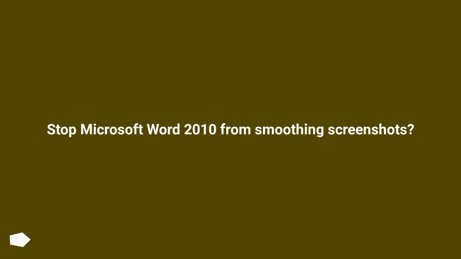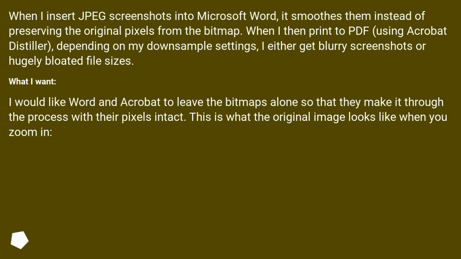Stop Microsoft Word 2010 from smoothing screenshots. When I insert JPEG screenshots into Microsoft Word, it smooths them instead of preserving the original pixels from the bitmap. When I then print to PDF using Acrobat Distiller, depending on my downsample settings, I either get blurry screenshots or hugely bloated file sizes.